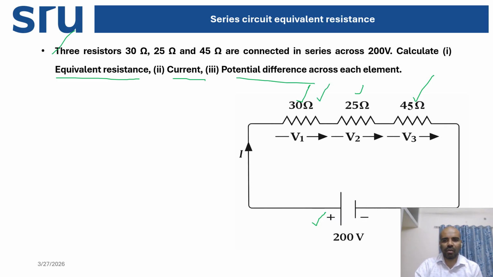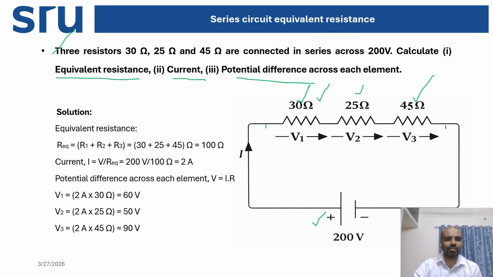Here all are connected in series. We know that in series the resistances are additive in nature. So to find the equivalent resistance, you need to add all the resistances. So you will get the equivalent resistance, that is 30 plus 25 plus 45 is equal to 100. So the equivalent resistance of this circuit is 100 ohm. These are the resistors.